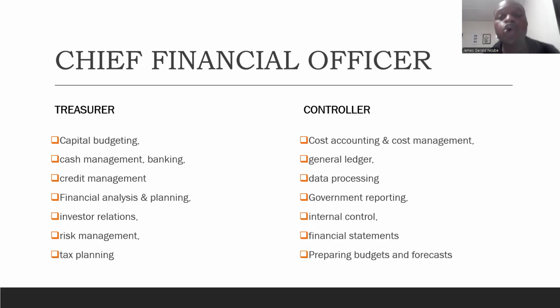Then we have the controller. The controller is basically the accountant in an organization. So the controller is the one who's responsible for data, for the general ledger, for creating the financial statements or the financial report for the organization. He's responsible for creating, not implementing, but creating the actual budgets of the organization, setting up the internal controls and submitting the tax returns of the organization. So you have a financial manager who's responsible for all of these things, but usually it's separated between the treasurer and the controller of the organization.